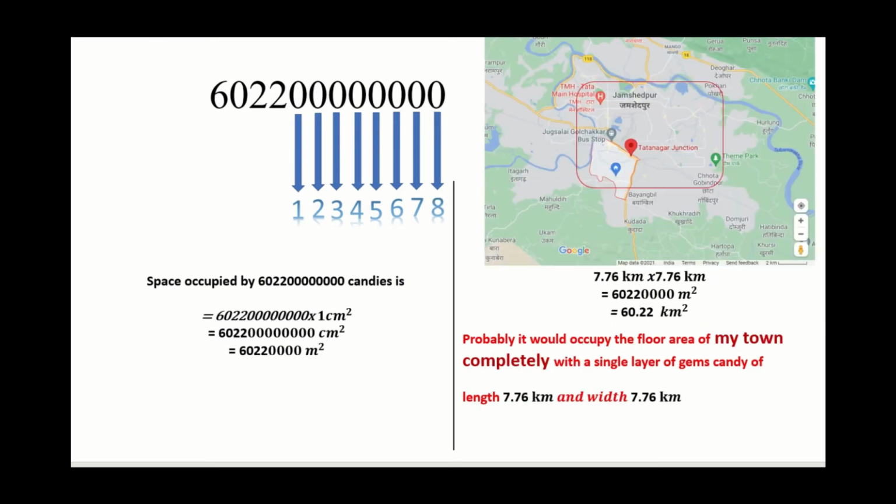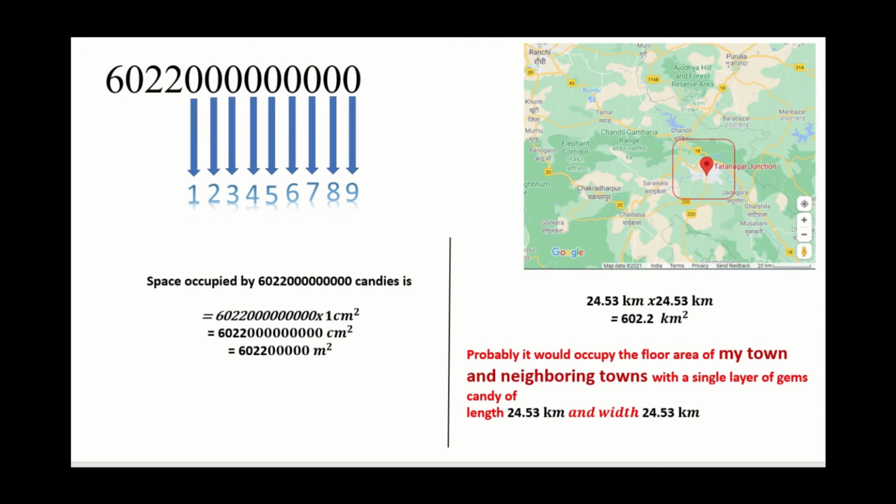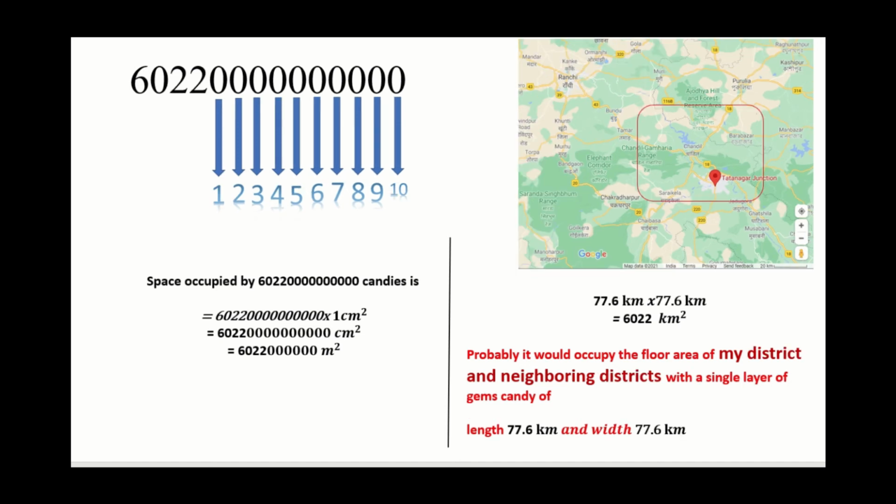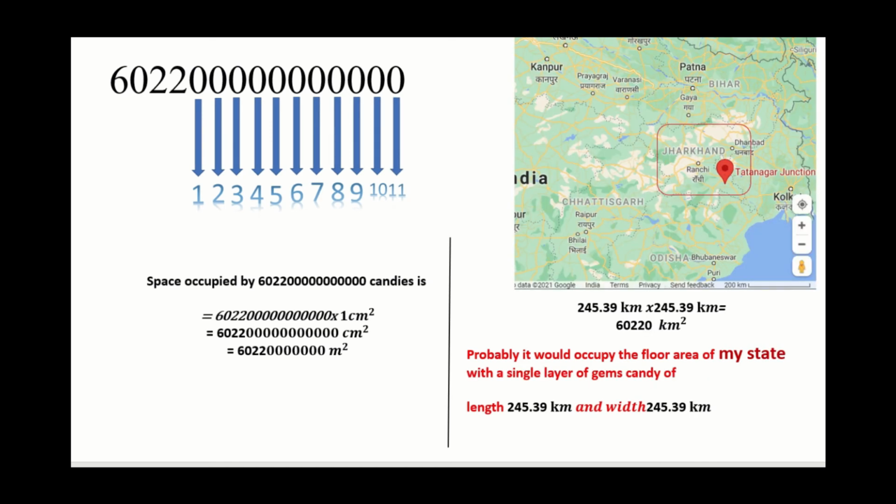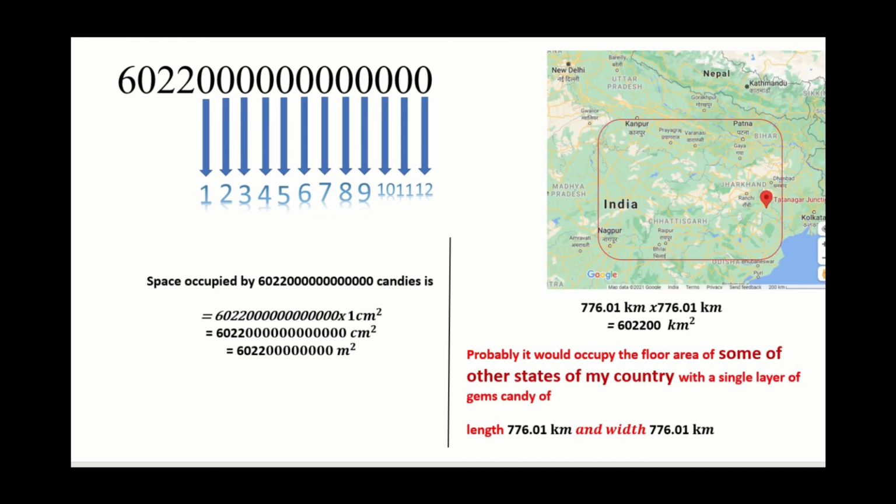One more 10 increases the area. Can you see the surrounding area over here? These are all being occupied by a single layer of gems candy. Multiplied by one more 10. It is covering my town as well as the neighboring towns. One more 10. It is covering my district and neighboring districts also with a single layer of gems candy. One more 10. It is covering my state with a single layer of gems candy. One more 10. Some part of my state and other states are also covered.